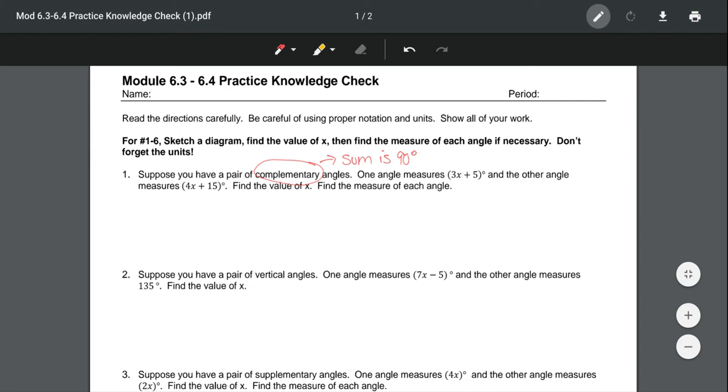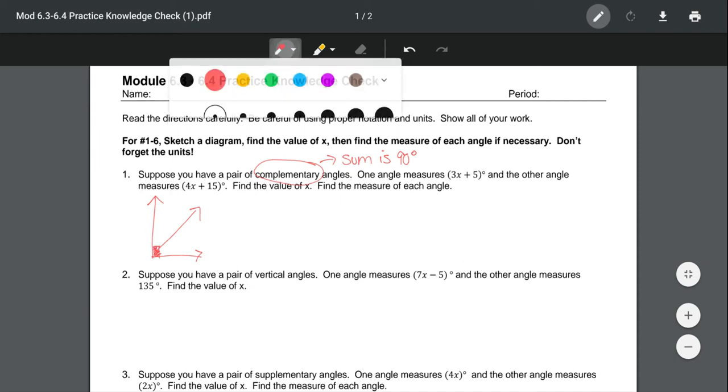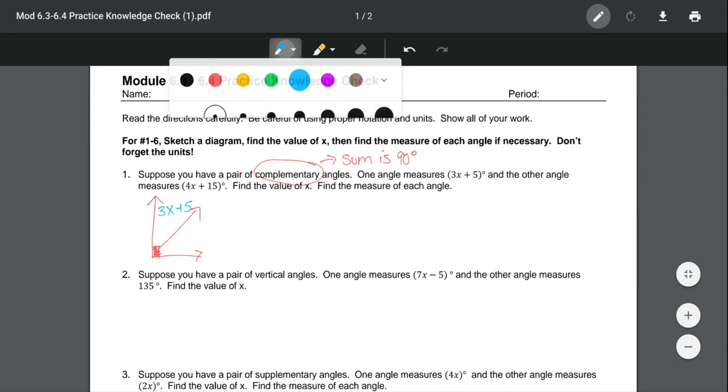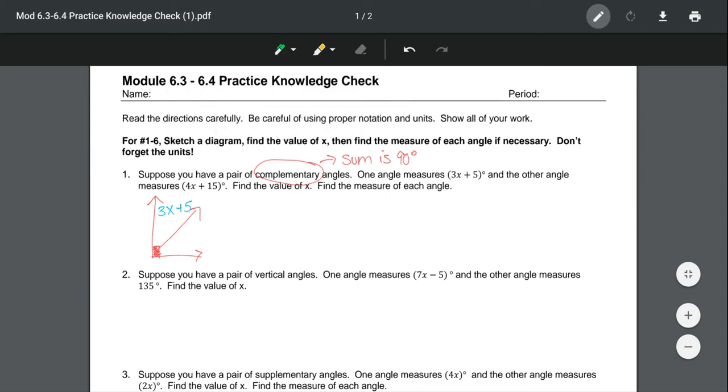So I'm going to sketch a diagram. So if the angles are complementary, they're going to add up to 90 degrees. So I'm going to put a box here because that indicates that the entire angle would be 90. So one of the angles is 3x plus 5. And then the second angle would be 4x plus 15.